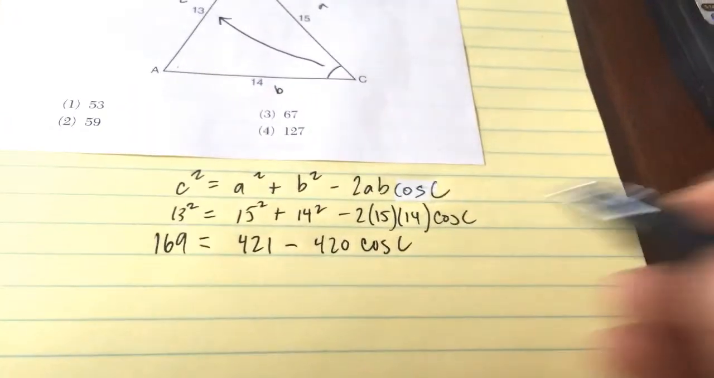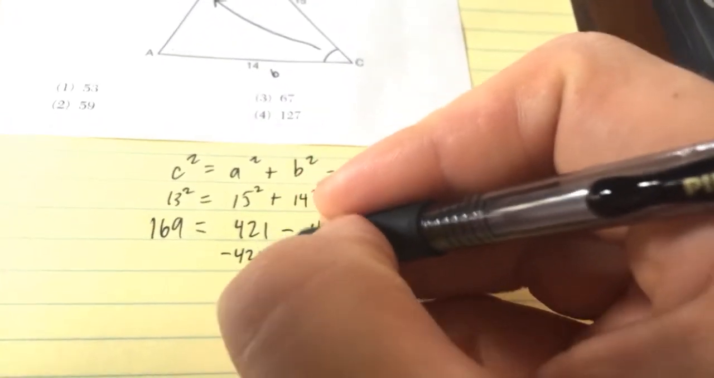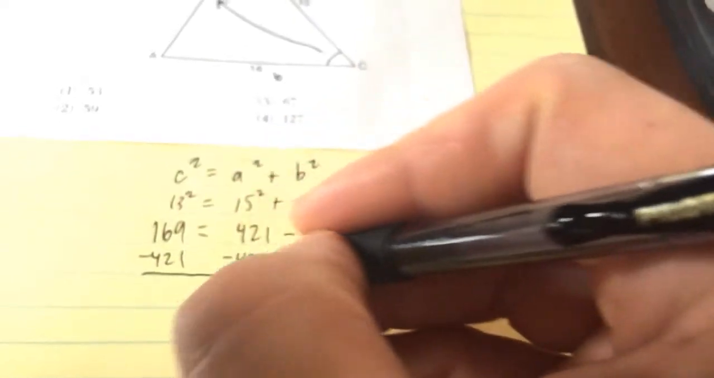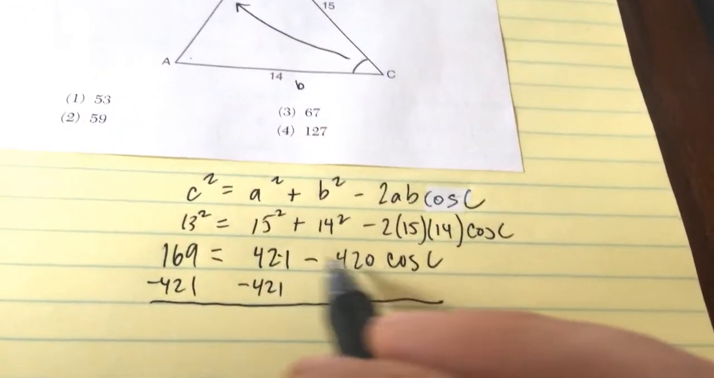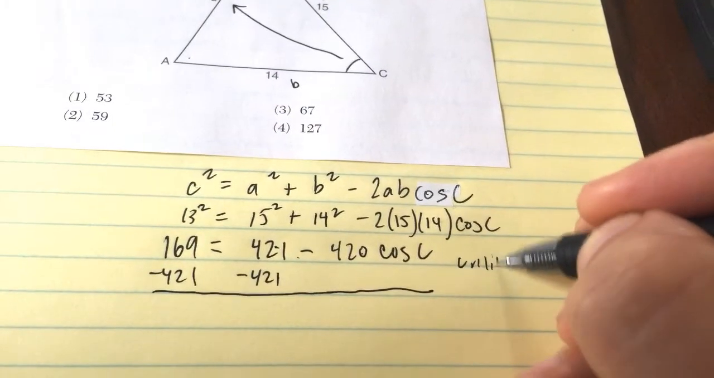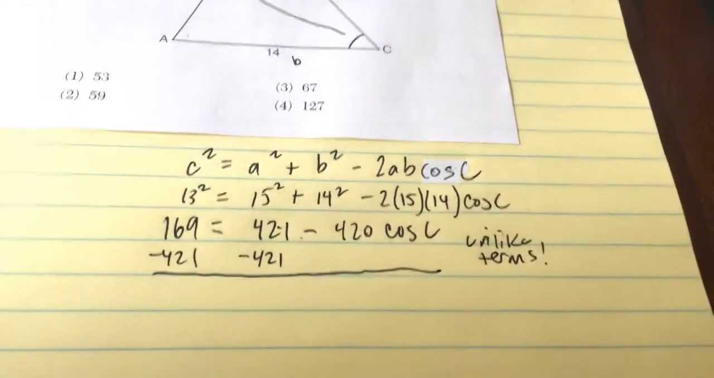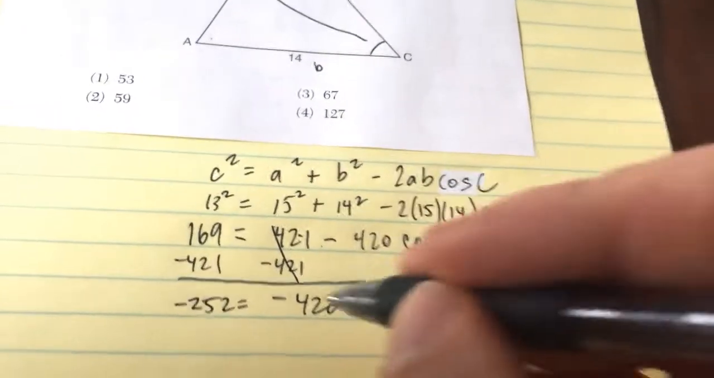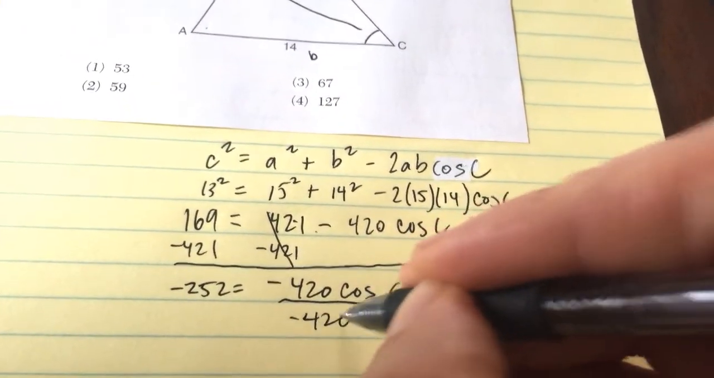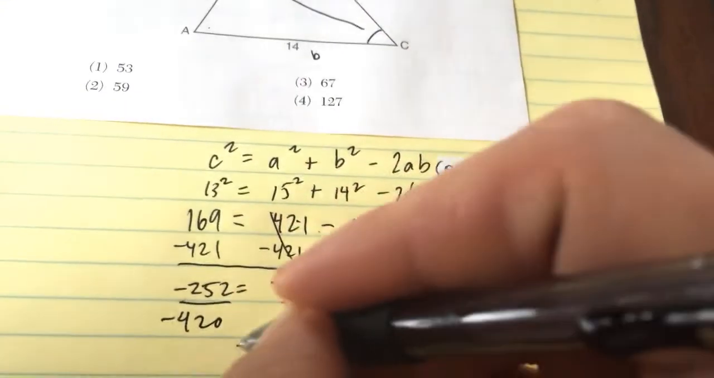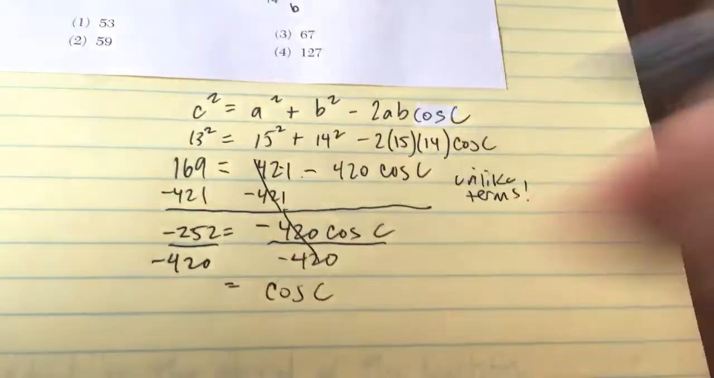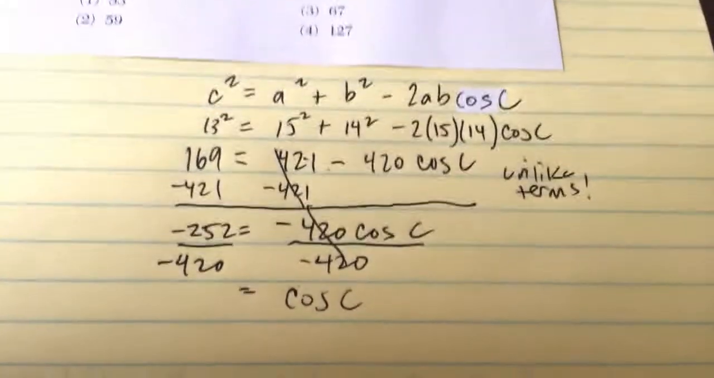Simplifying all my algebra, I get down to here, and what I have to do is subtract 421 from this side. Remember, you cannot subtract these because they are unlike terms. Simplifying, then I'm going to divide both sides by negative 420, and I get the cosine of angle C is equal to, this is positive 0.6.